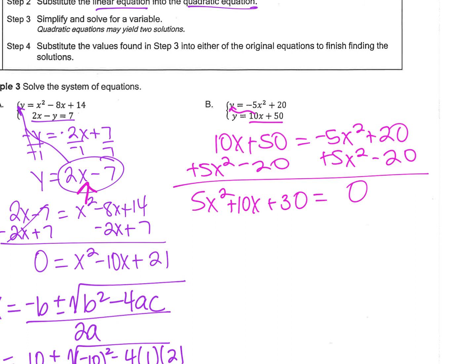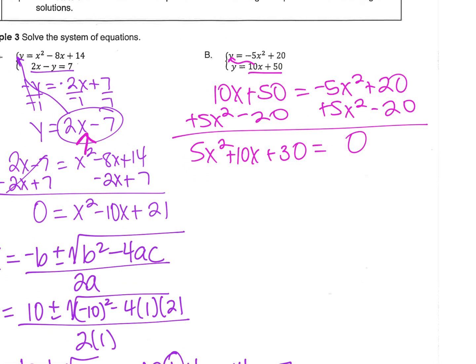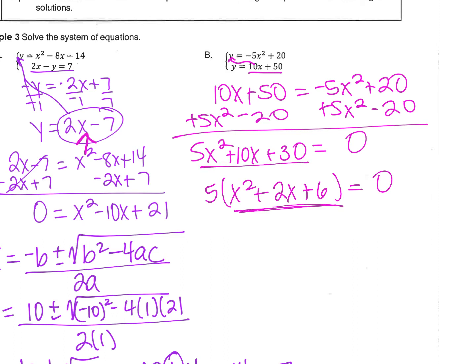So once I have it set equal to 0, I can use the quadratic formula. You can reduce it if you want. Notice I can divide all of them by 5. You don't have to, but you might want to make it a little easier. So I'm going to use this instead. I just divided all of it by 5. This is really not necessary, but I wanted to show you that these are equal. So I'm going to use this and plug into the quadratic formula.